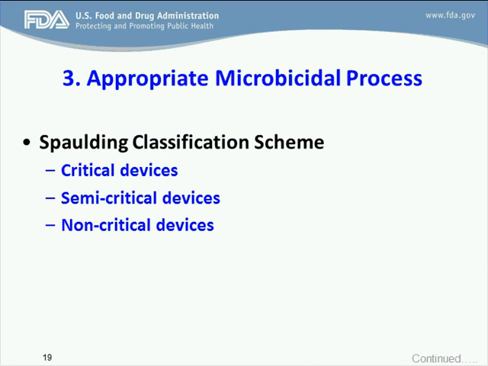Criterion 3, reprocessing instructions should indicate the appropriate microbicidal process for the device. Your instructions should be consistent with current infection control principles. The microbicidal process recommended is dependent upon the intended use of the device and is described by the Spalding classification for critical, semi-critical, and non-critical medical devices.